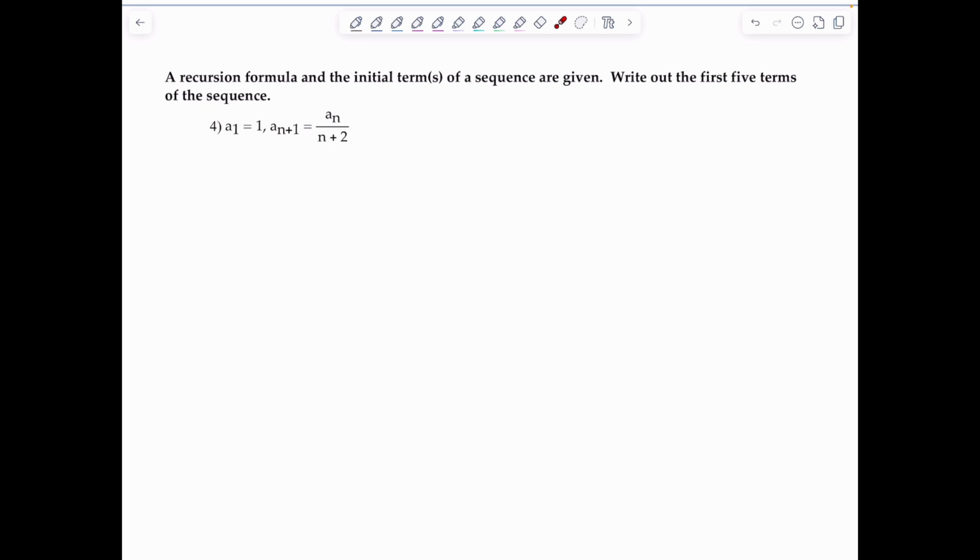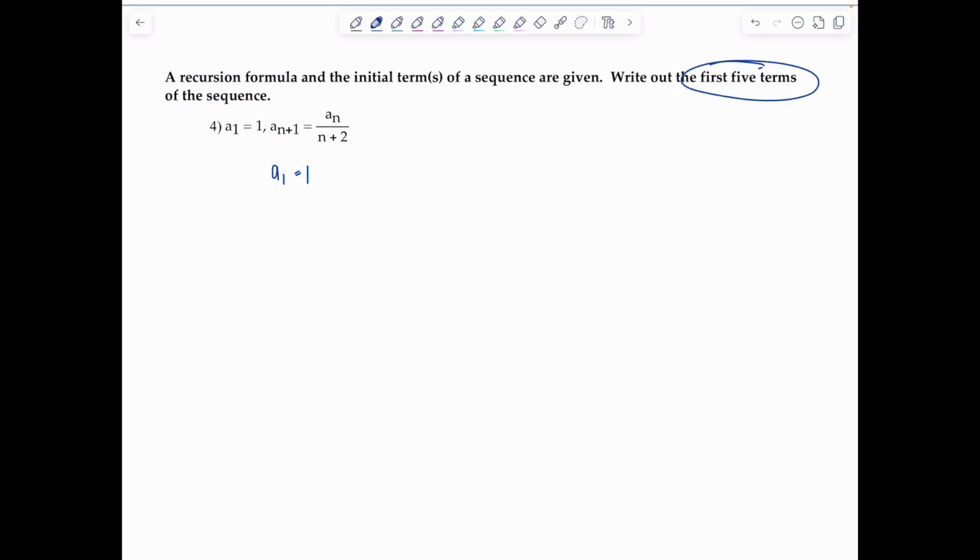So notice here, they give me the starting point. They tell me, hey, the first term of your sequence is 1, and then from there, you're on your own. So to get the second term, you would take the first term divided by 1 plus 2, and so on and so forth. So whatever term I'm trying to find, I take the term that came before and divide by n plus 2. They look worse than they are. They're really pretty fun. So first term is 1, and they want the first 5 terms.